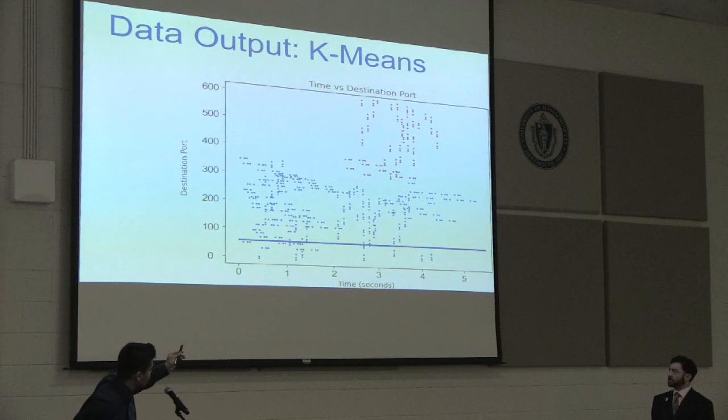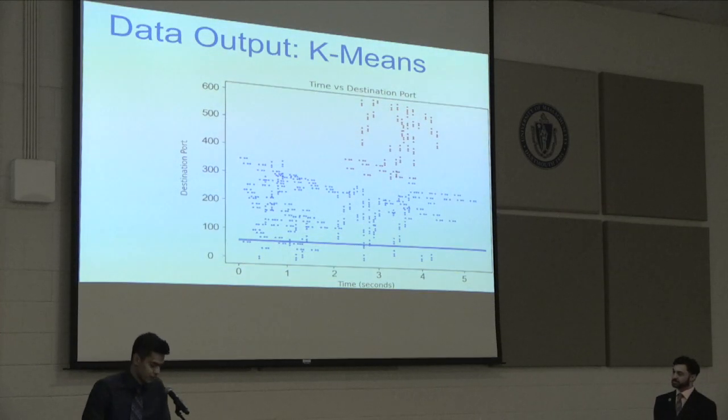The blue cluster is a very dense cluster. Basically, our data points are overlapping so much that it just forms a line. This is where we see the actual denial of service attack.